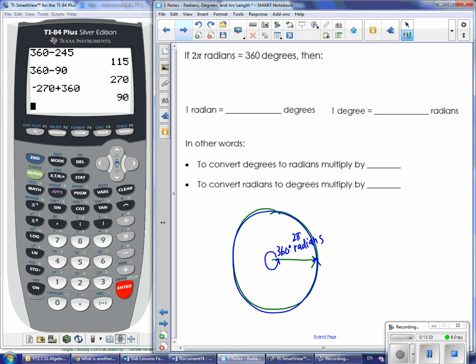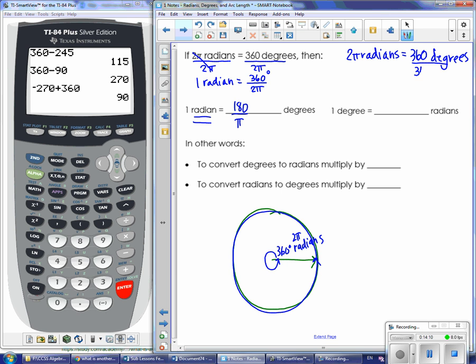If I want to be able to translate back and forth, for example, if I wanted to solve for radians, I would simply divide both sides by 2 pi. My 2 pi's are going to cancel, and I'd have 1 radian is equal to 360 degrees divided by 2 pi. If I reduce that, 360 divided by 2 is just going to be 180 over pi. I could do the same thing if I wanted to solve the other way. We have 2 pi radians is equal to 360 degrees, and if I wanted to solve for degrees, I would simply divide both sides by 360.